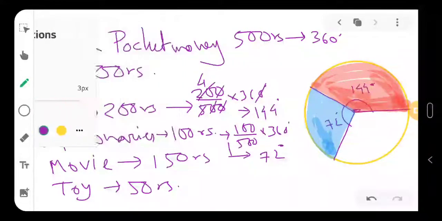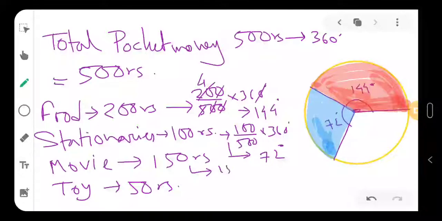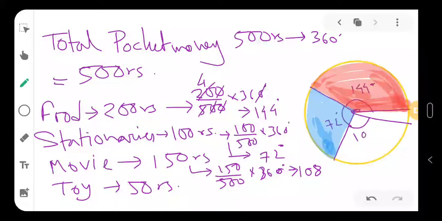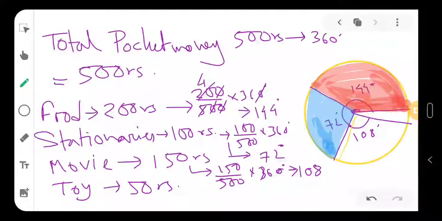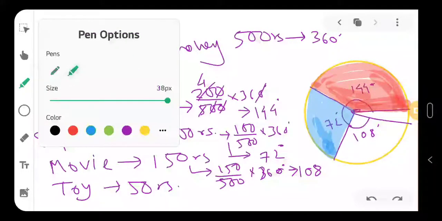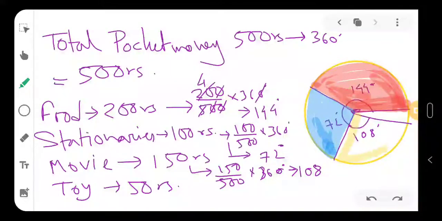Now here comes the movie part. So that is 150 by 500 into 360 degree. Just a minute. Okay, that will be 108 degree. So this much, let's say 108 degree. So that I will again color something else. Let's say yellow, I'm coloring.